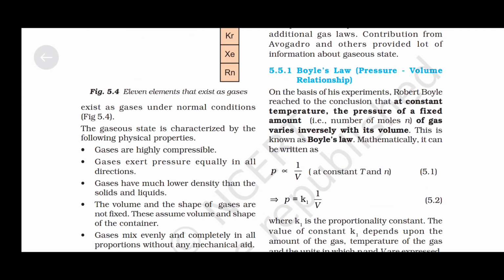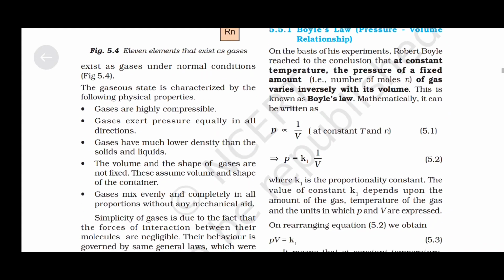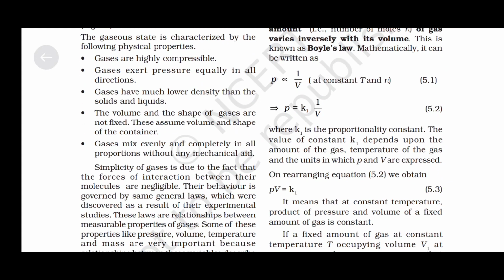The gaseous state is characterized by the following physical properties. Gases are highly compressible. Gases exert pressure equally in all directions. Gases have much lower density than solids and liquids. The volume and the shape of gases are not fixed. These assume the volume and shape of the container. Gases mix evenly and completely in all proportions without any mechanical aid. Simplicity of gases is due to the fact that the forces of interaction between their molecules are negligible.